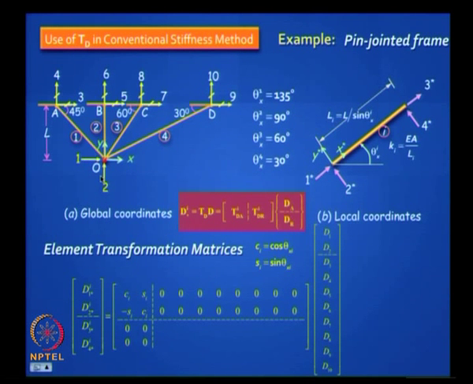Well, check the coordinates. The element number 1 is linking 1, 2 and 3, 4. So this is 1, isn't it? This is 2, this is 3, this is 4, because that is what the global coordinates point to. So where will it come? It will come there for I equal to 1.